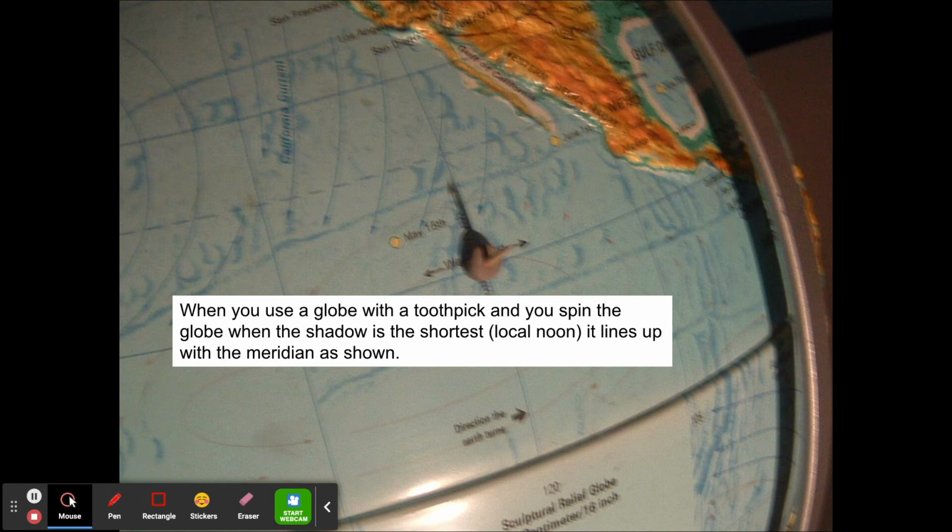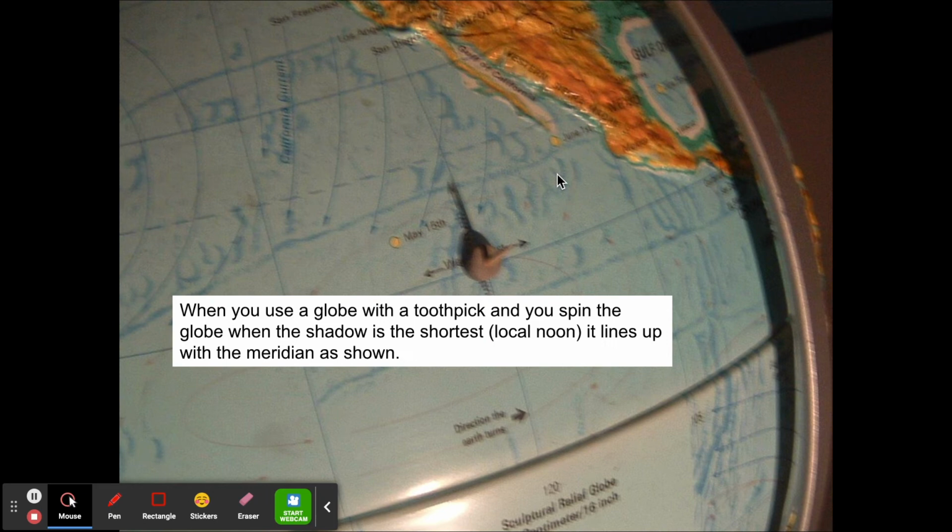But we found out that the shortest shadow consistently did something. And you can see it on the picture here. It consistently always lined up with a line of longitude. And the reason that's important is because of where all these lines of longitude end up. On any place on the earth, when you find the shortest shadow, it's going to line up perfectly with a line of longitude.